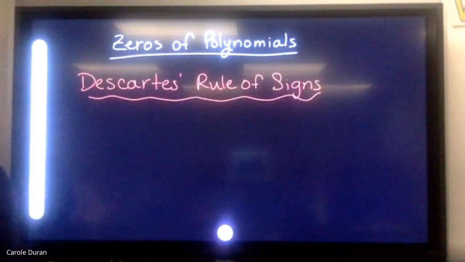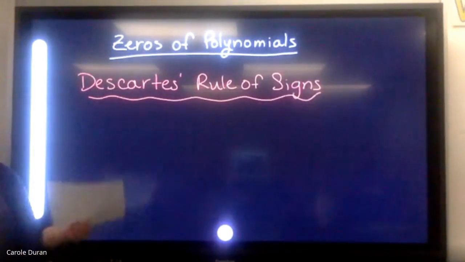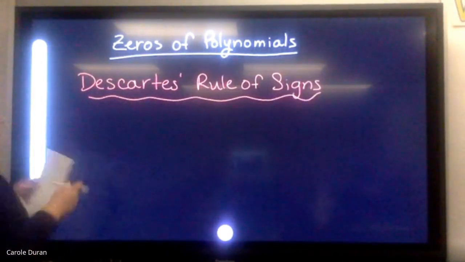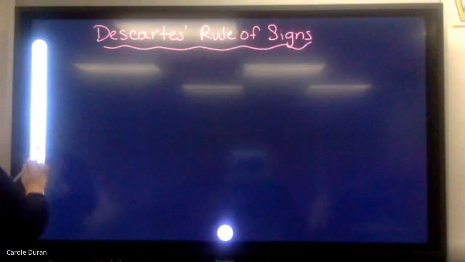Descartes' rule of signs allows us to identify how many positive roots, how many negative roots, and how many complex roots a polynomial could have. So if we do Descartes' rule of signs and we identify that there are no positive roots for this polynomial, I can take out all the possible positive values that I would have had to test otherwise. So this allows us to narrow our field a little bit. There are 3 parts to Descartes' rule of signs.